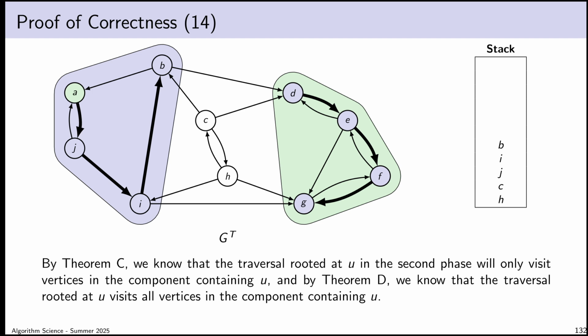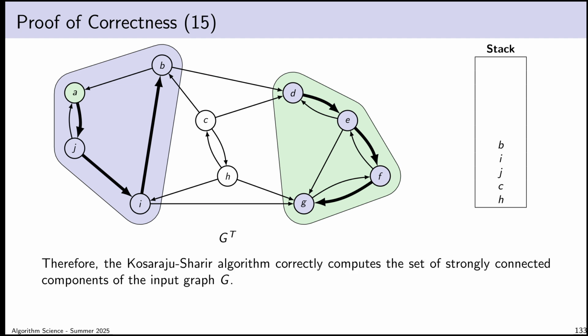Okay, so theorem C tells us that the traversal rooted at vertex u in the second phase, when a vertex comes up at the top of the stack and it's unvisited, only visits things in the same component as my starting point. Theorem D tells me it visits everything in the same component as my starting point, and therefore, when the Kosaraju-Sharir algorithm takes everything visited by that traversal, batches it all up and says that is one strongly connected component, it is correct. And therefore, the algorithm correctly computes the strongly connected components of the input graph G.